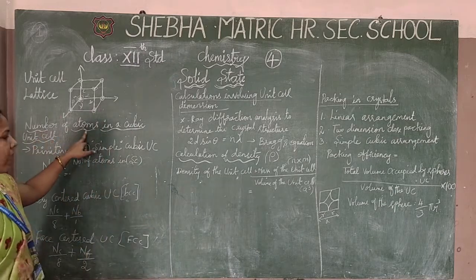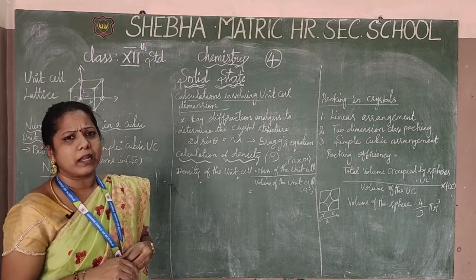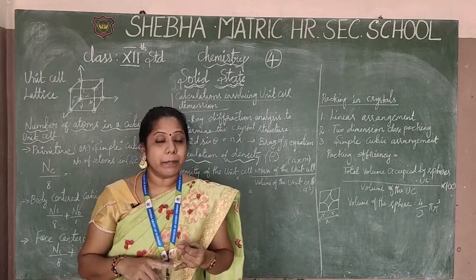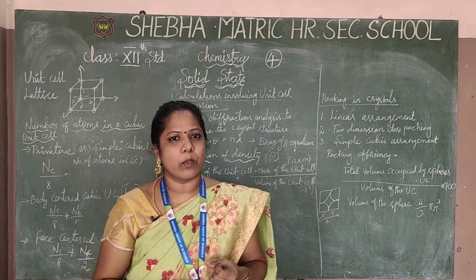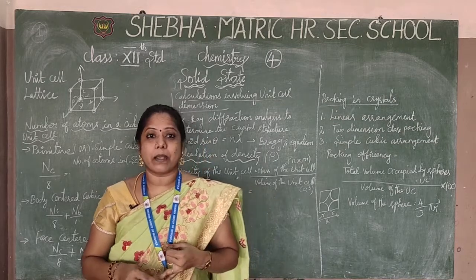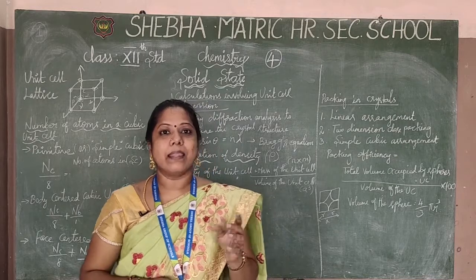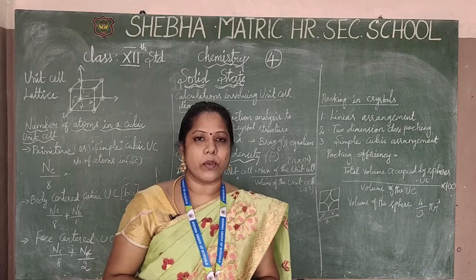And the number of atoms in a cubic unit cell. We already know the cubic unit cell splits into two types, primitive and non-primitive. Primitive means the simple cubic unit cell. Then BCC. What is BCC? BCC means body centered cubic unit cell, and then FCC. FCC means the face centered cubic unit cell.